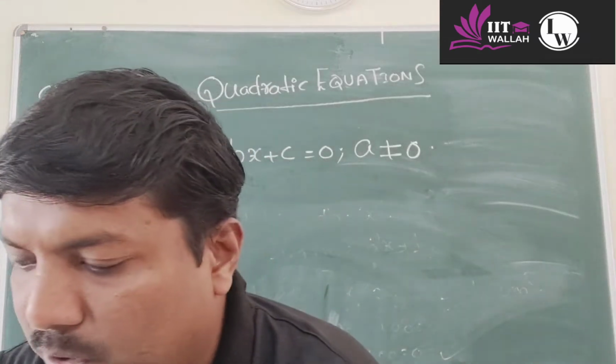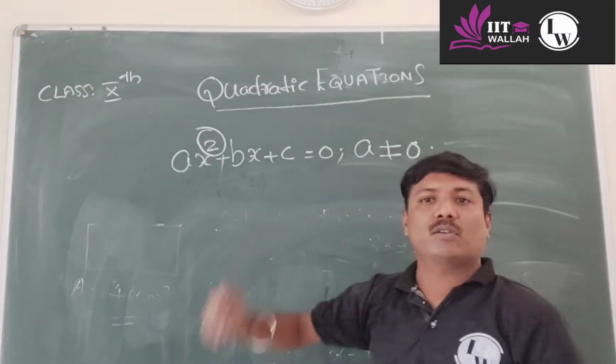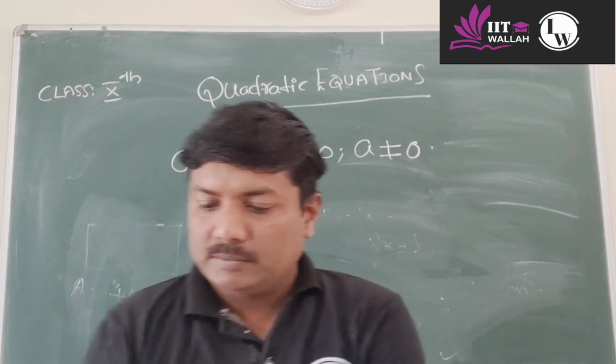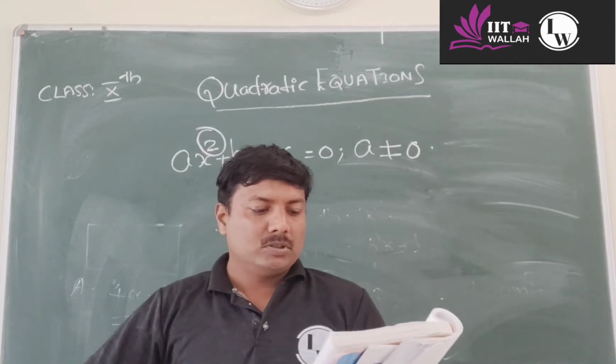So this is what you need to keep in mind. ax square plus bx plus c is equal to 0. Now we will try to do some word problems.